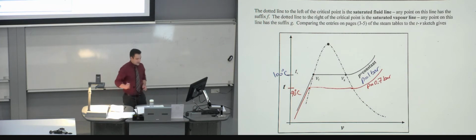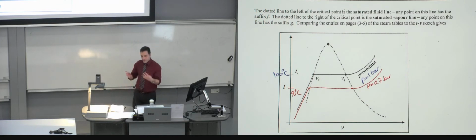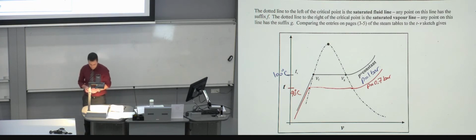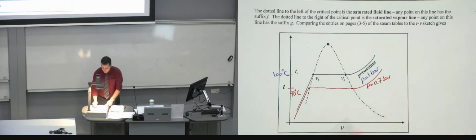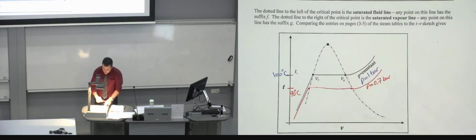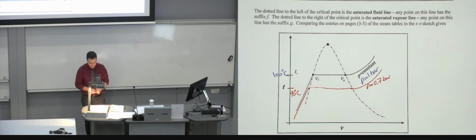How do I know that? This is given from the steam table. This is the sort of information that you will find in the steam table. And of course, I could draw 0.6, 0.5, whatever. That's why I said you can draw an unlimited number of lines on this diagram.